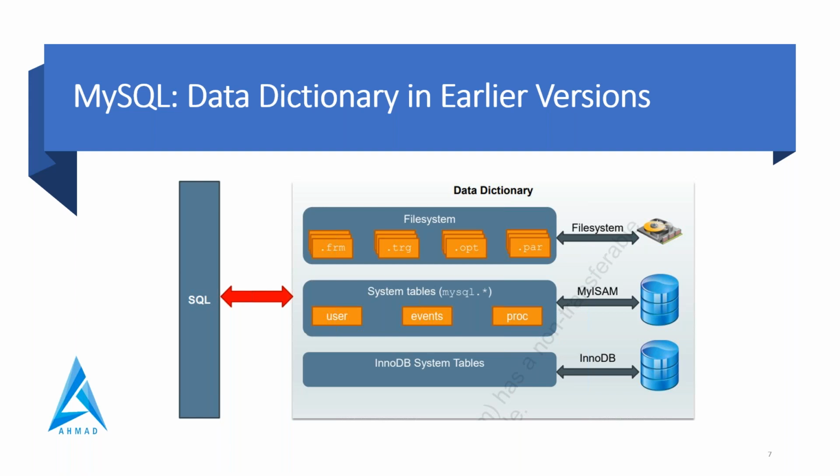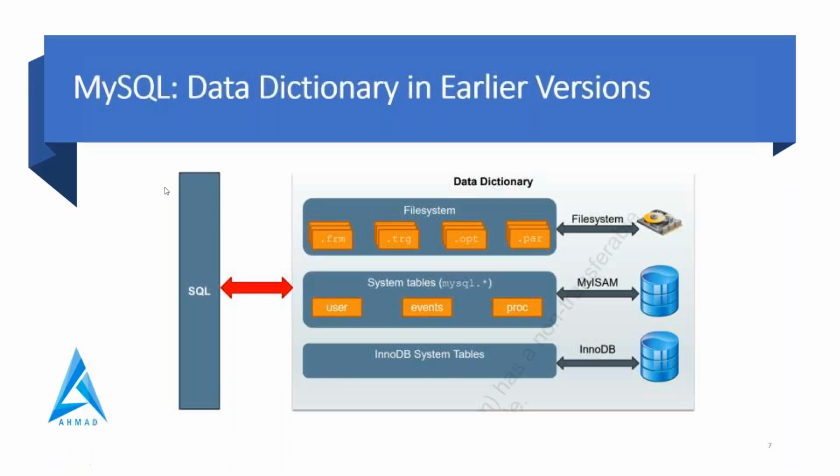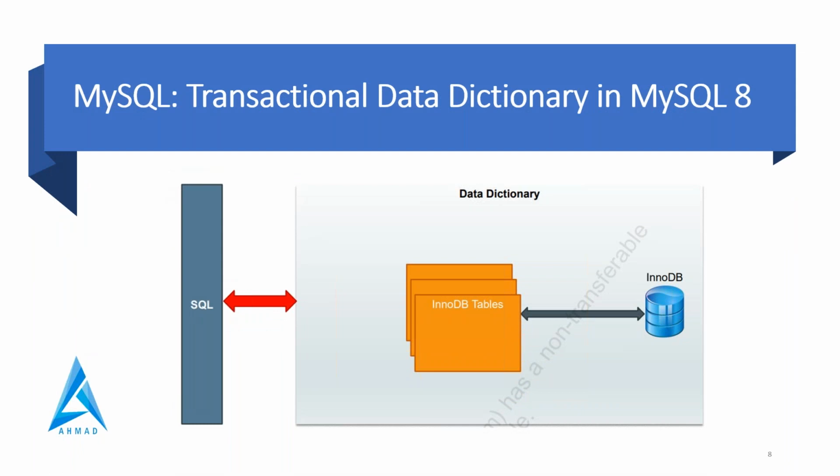This actually led to inconsistencies, issues with replication, and data that was not crash safe. That's why MySQL decided that in version 8 the data dictionary looks like this. We have InnoDB tables, stored in InnoDB storage. In MySQL 8, all metadata is stored in InnoDB tables. There are no .frm, .opt, or other metadata files in the file system, and no reliance on MyISAM, which is a non-transactional storage engine. This is the biggest change in MySQL 8.